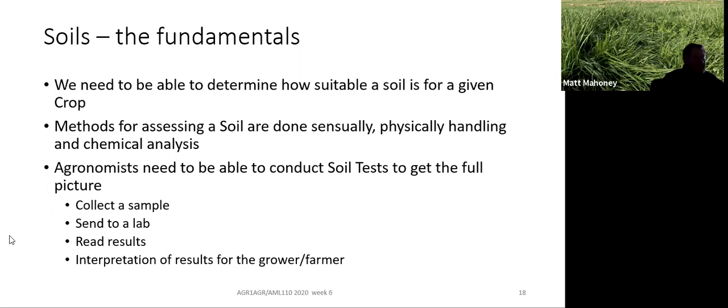And so as agronomists, we'll need to be able to conduct soil tests and get the full picture. That's just collecting a sample, which will cover off the proper method, and we'll learn more about all of this in this afternoon's prac. And then in later pracs, we'll learn about interpretation of these results for the grower or farmer.